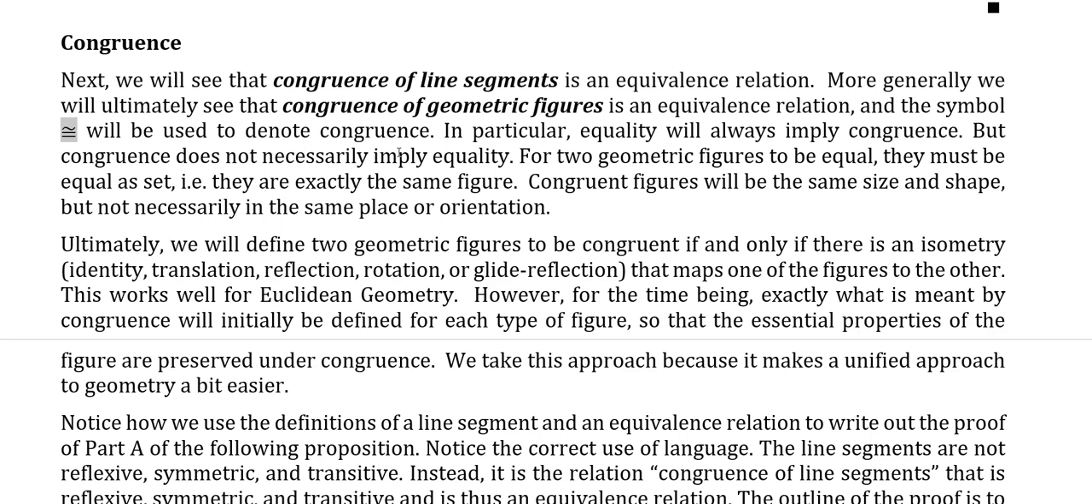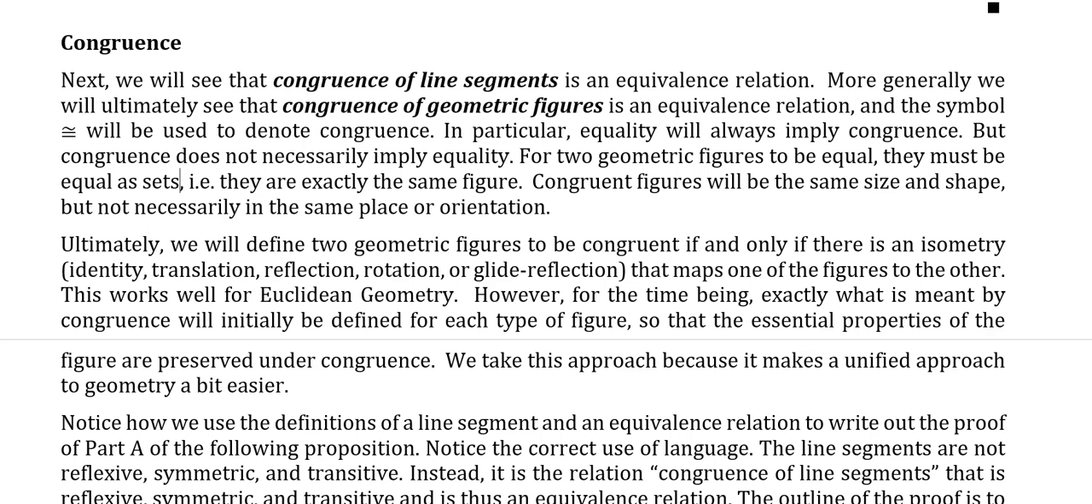In other words, if two figures are equal, they will be congruent, but if they're congruent, they don't necessarily have to be equal. For two geometric figures to be equal, they must be equal as sets. In other words, they have to be exactly the same figure: same size, shape, location, orientation, everything. Congruent figures will be the same size and shape, but not necessarily the same place or orientation.